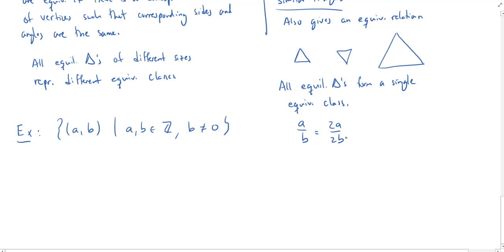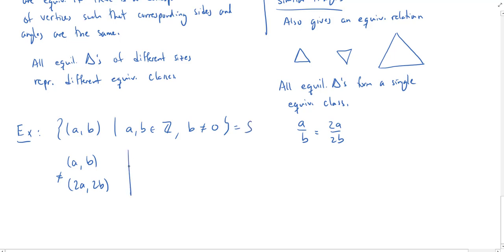Which means, from the point of view of the set, it's not the same. If I had a pair A, B and a pair 2A, 2B, those are clearly different. These are not the same thing. So what I want to do is put an equivalence relation on this set. We'll just call this S for right now.